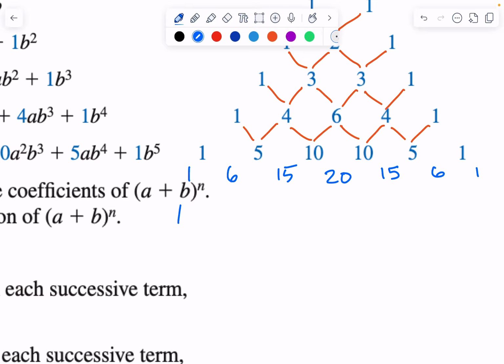So 1 again, 1 plus 6, 7. 6 plus 5, 21. 15 plus 20, 35. 20 plus 15, 35. 15 and 6, 21. 6 and 1, 7. 1 plus nothing, 1.